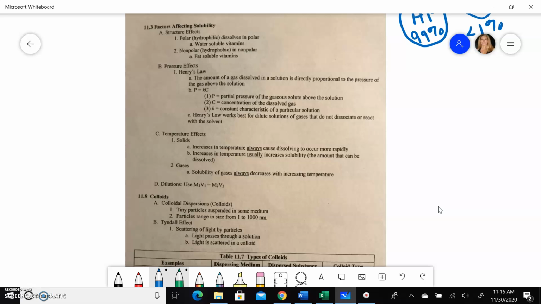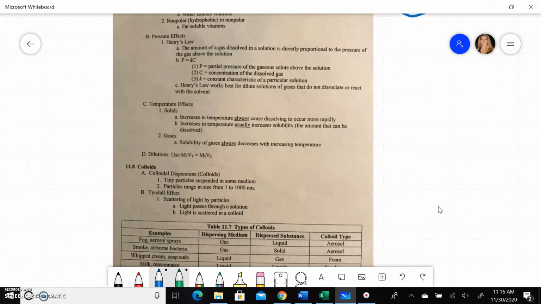So most of the time they would give you K for this and then either give you the pressure or the concentration, and then you just have to solve for the other one. And make a note that it works best for dilute solutions of gases, especially if the gases do not react with the solvent, and also if they don't dissociate. So you want the gas to stay as the original compound.